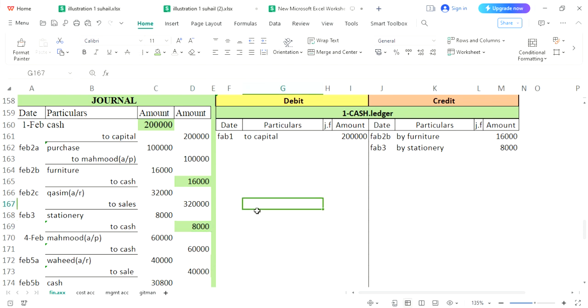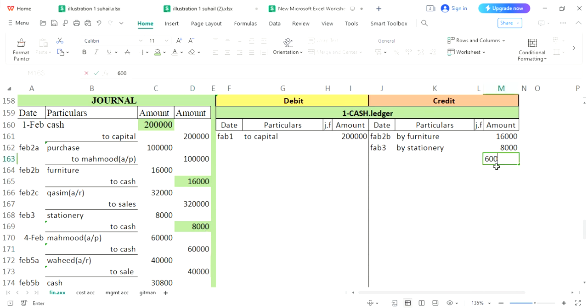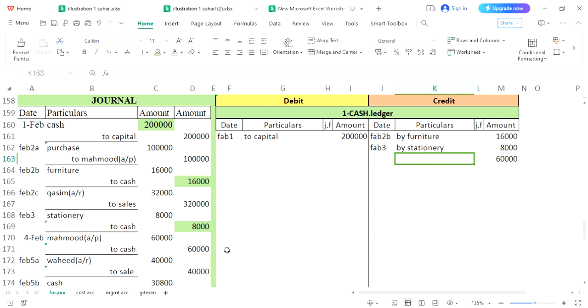After 8,000, we will be looking cash again, and here cash arrived on 4th February and 60,000 is credited. So we will choose credit side in the ledger and we'll write 60,000 in credit column. Look at its reference of 60,000. What is written on the opposite side? That is Mahmood. So write down by Mahmood, and Mahmood was account payable. Write account payable. This way reference is completed.